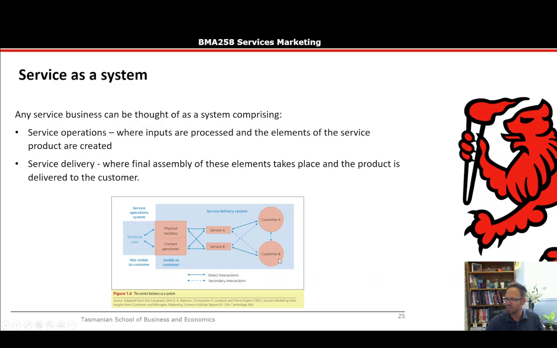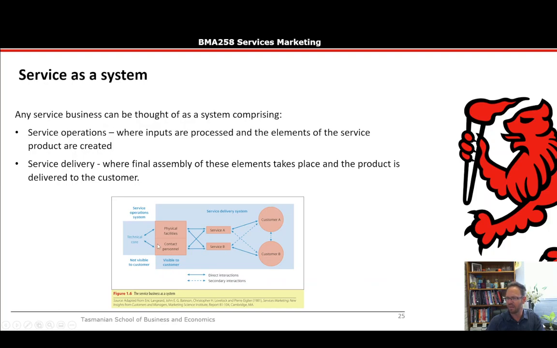But then there are also these secondary interactions that go on between our service provision and different customers, and also between the customers themselves. And it turns out the interaction between our customers is a lot more important than we imagine, because as we become more and more interconnected within these marketplaces, customers share experiences and their recommendations to one another become more and more important.